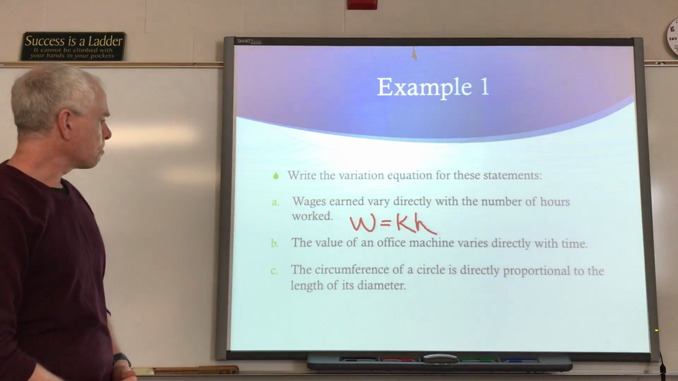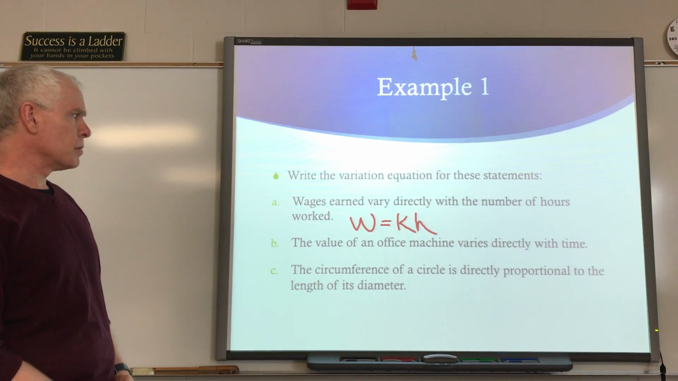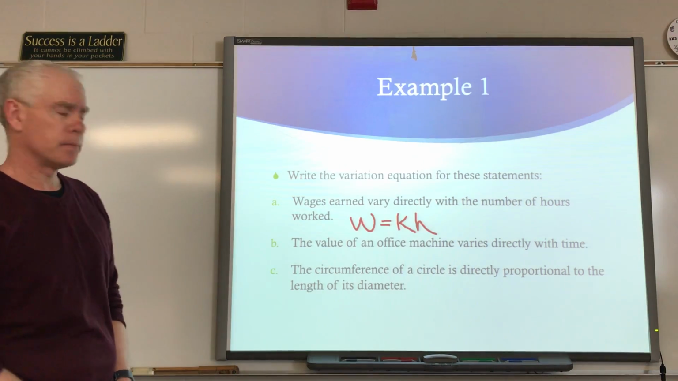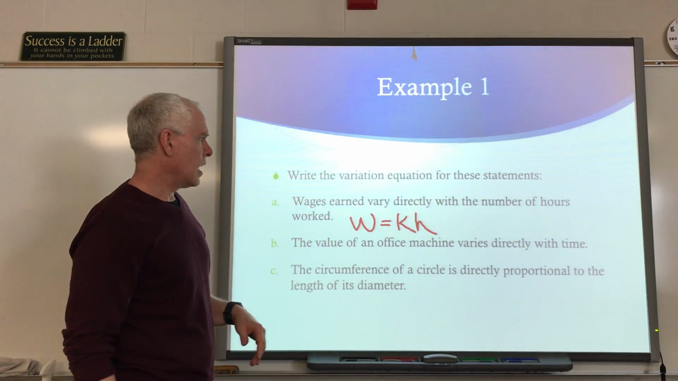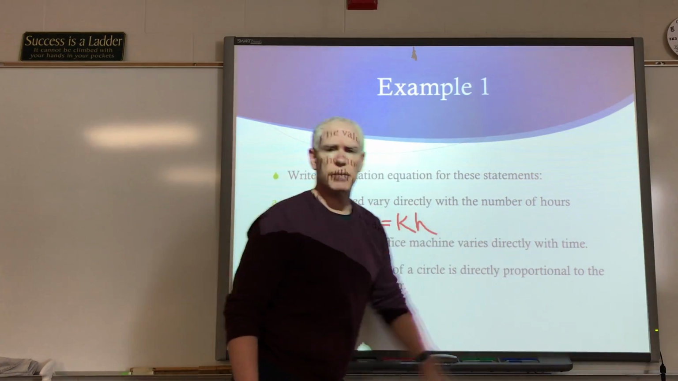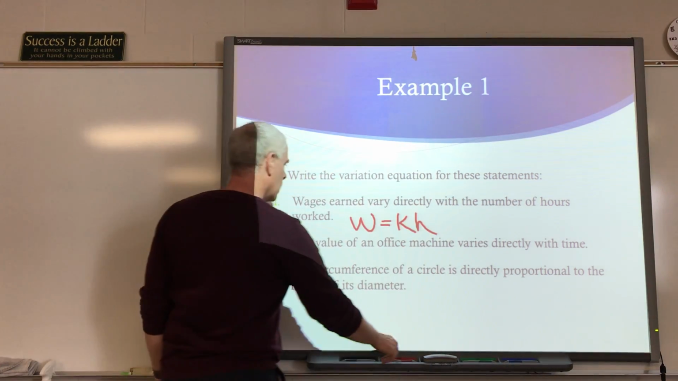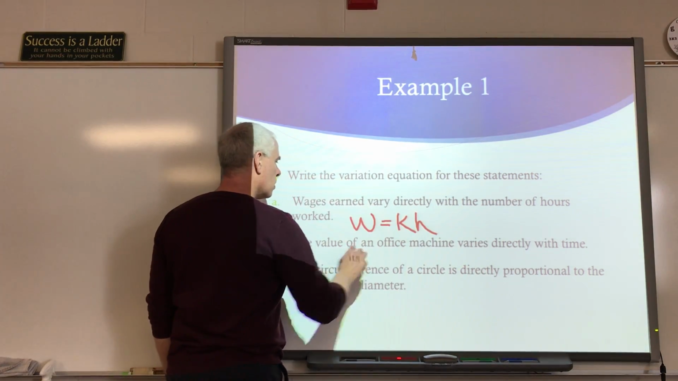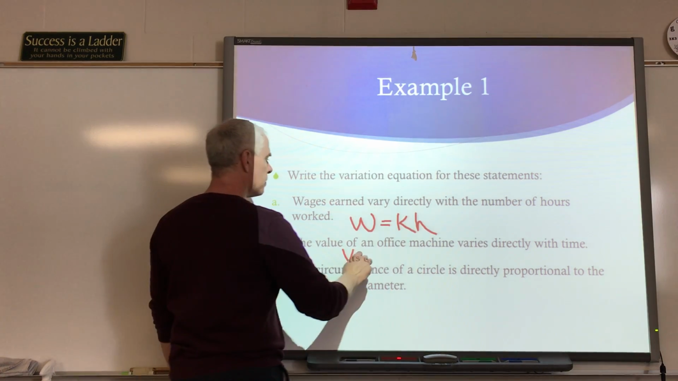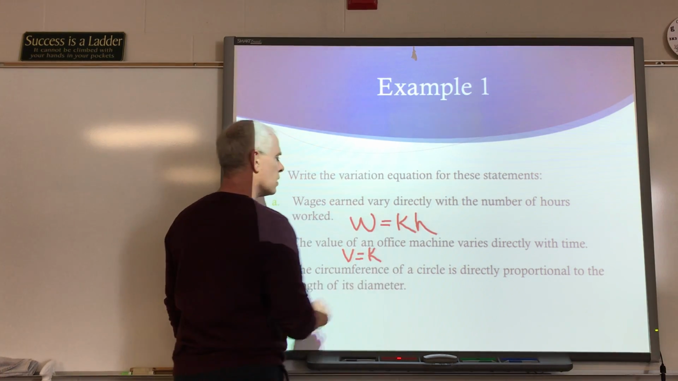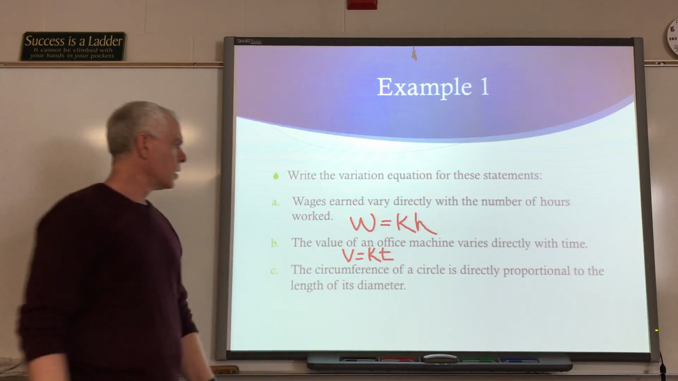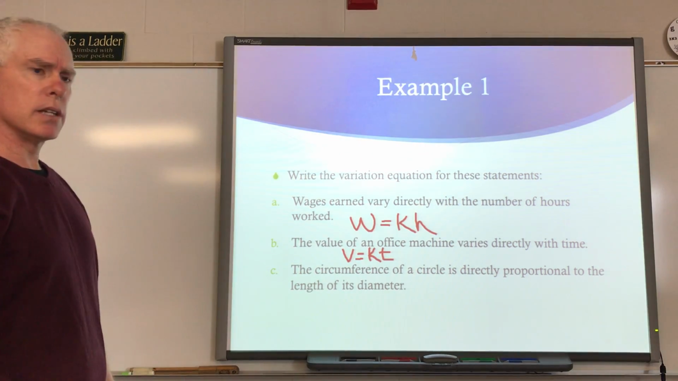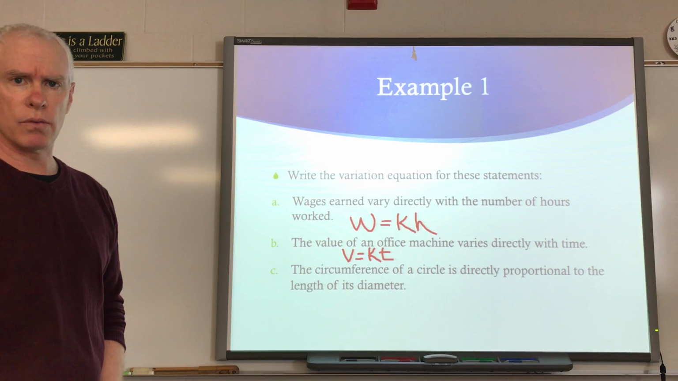So let's look at B. The value of an office machine varies directly with time. Okay, so let's call the value of the office machine V, and it's varying directly with time, so we'll let that be T. So the value of the office machine, V, varies directly with time. Like so. Why don't you guys take a second, pause the video, and try C on your own.